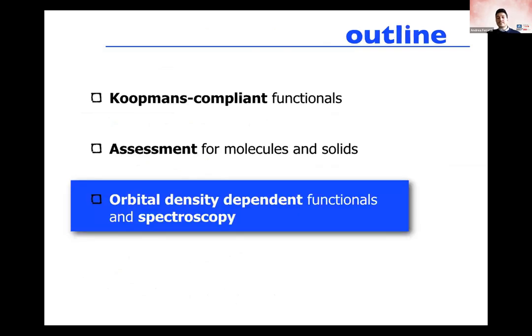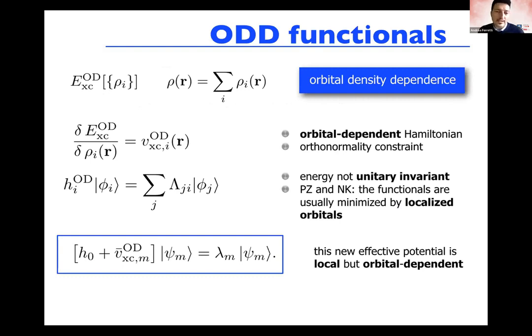So in a sense, so far so good, it works very nicely, but now it's time basically to ask ourselves why. So here I'm going to discuss the theoretical framework where all this lives in, to understand which are the key ingredients. And let me just remind this fact. Here we are, first of all, dealing with orbital density dependent functionals. As I said, these lead to orbital density dependent potentials. Energy is no longer unitary invariant.